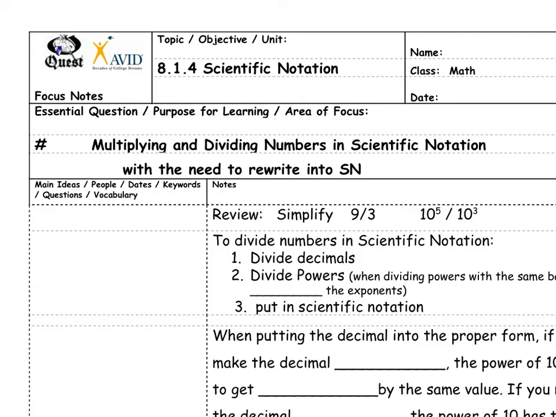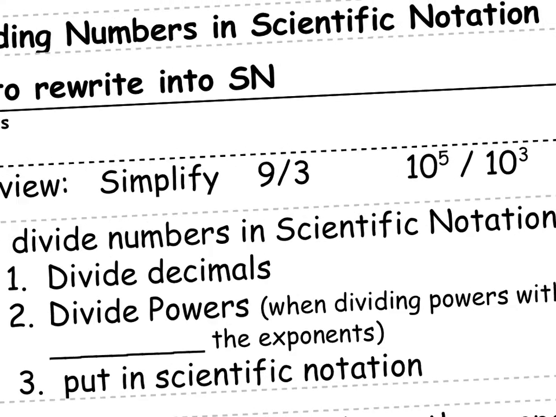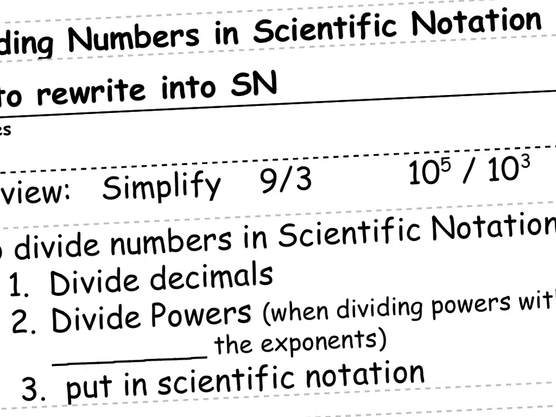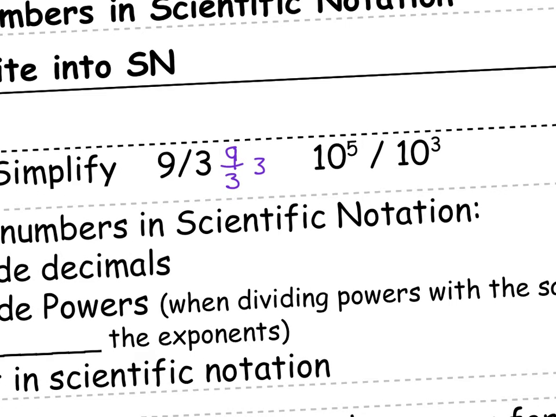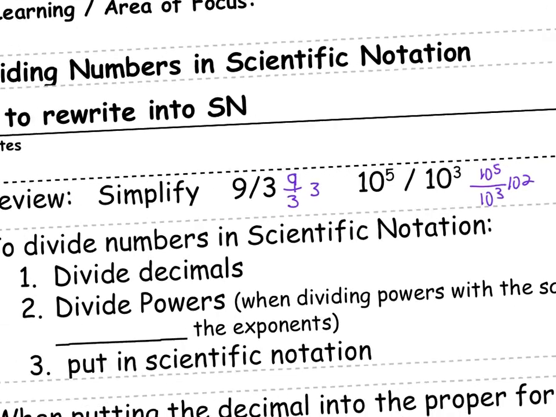So if you have this 9 over 3, so I'm going to write it like this. 9 over 3, 9 divided by 3, that's what that means. That's 3. And when we are dividing powers with the same base, we subtract. 5 minus 3 is 2. So that would be 10 to the second power.